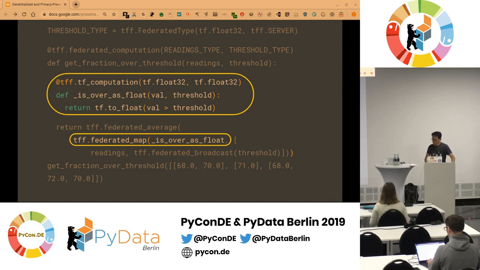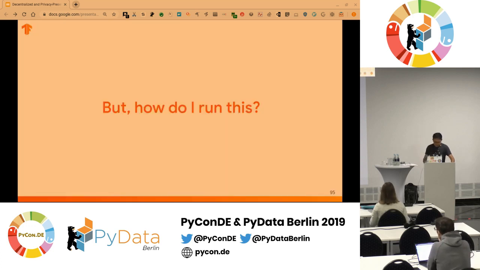So this highlights the fact that each device will perform on its own temperature reading, and this is a local computation, like I mentioned.